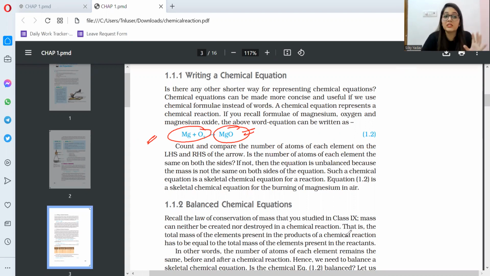If a chemical reaction is taking place, if we are having one magnesium on this side, then on the product side also, it should be one magnesium. The complete equation should be balanced. This is a universal law. It should be balanced, right?